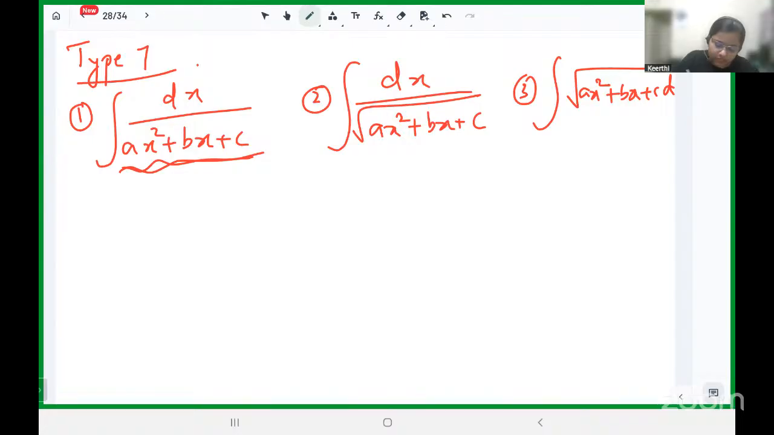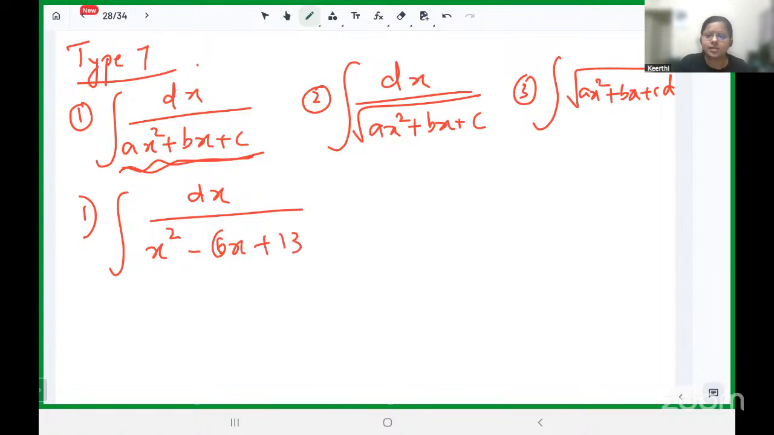All right, so the first question is integral dx by x square minus 6x plus 13. This is of the form type 7, isn't it? Here you can see a quadratic polynomial, second degree polynomial, x square minus 6x plus 13. Now you have to make it a perfect square. For that, you have to apply the completing square method.